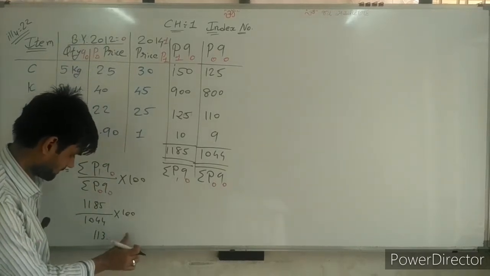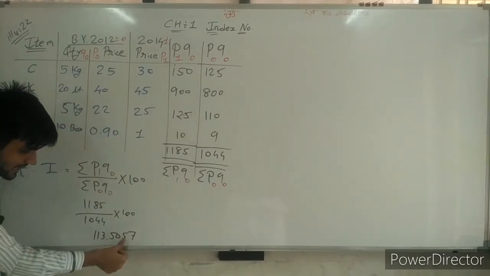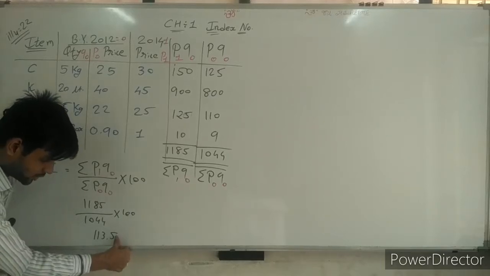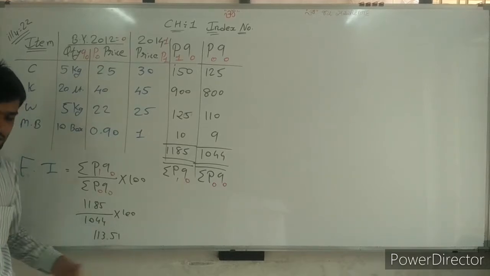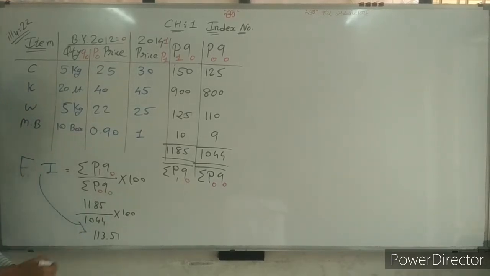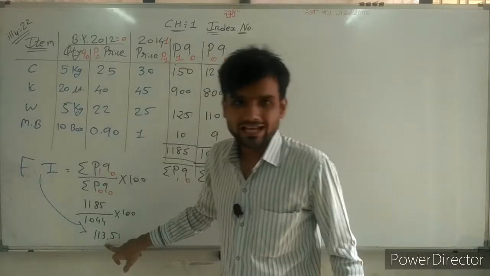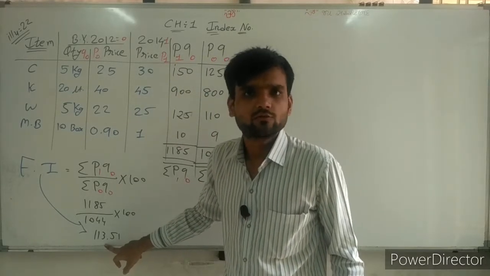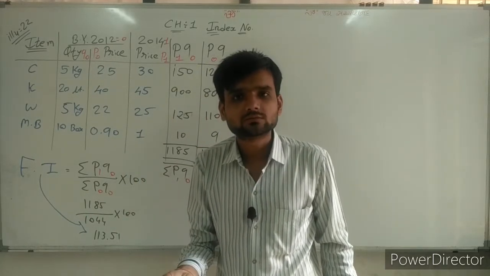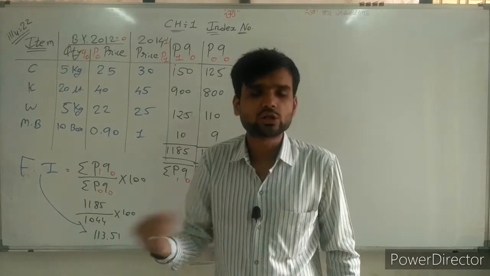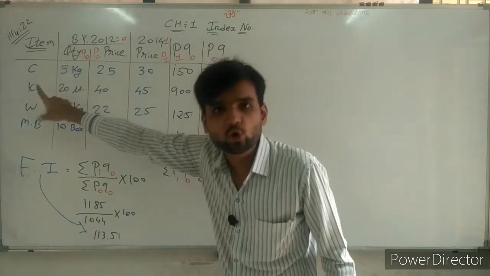113.5057. If I want to round it off, then this 5 and 7 cancel. Because it is more than 5, here I have to add 1. So 51. So 113.51 is the index number of fuel. Now for life of the person, fuel index is not important only. For life, fuel and other things are also required. Clothing, rent, all these things are also required. And that's why this is the index number for fuel only.